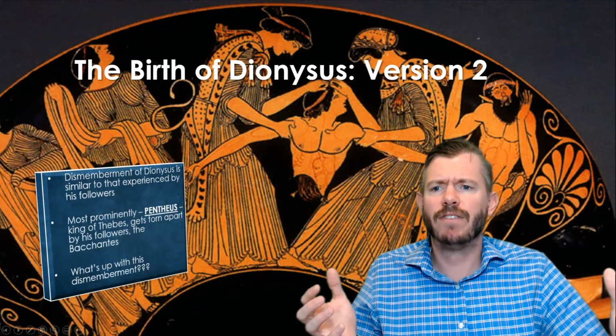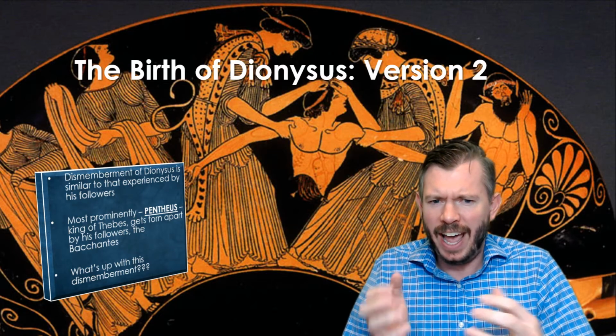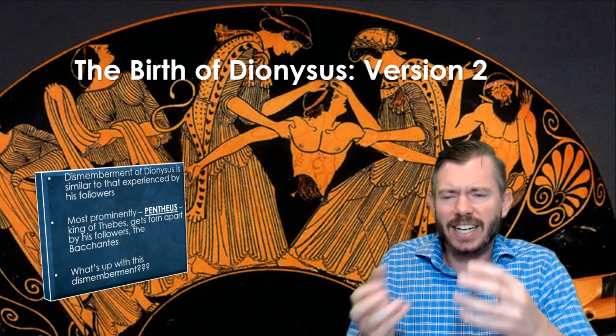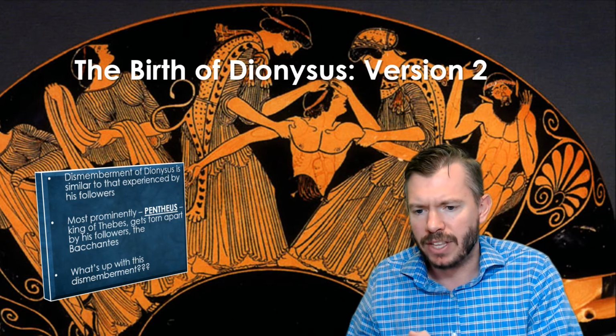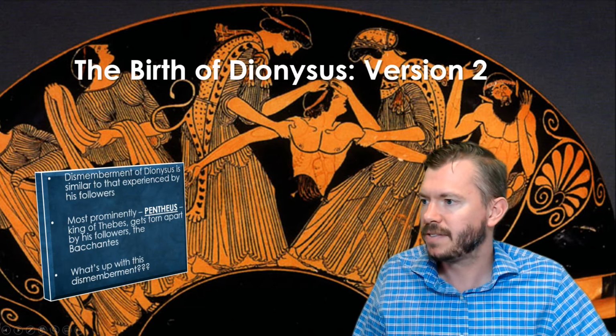We also saw a second version of the birth of Dionysus. This one in the Orphic tradition. And in this one, he gets dismembered and then put back together. And that dismemberment comes back with the story of the Bacchae, and in particular, King Pentheus.